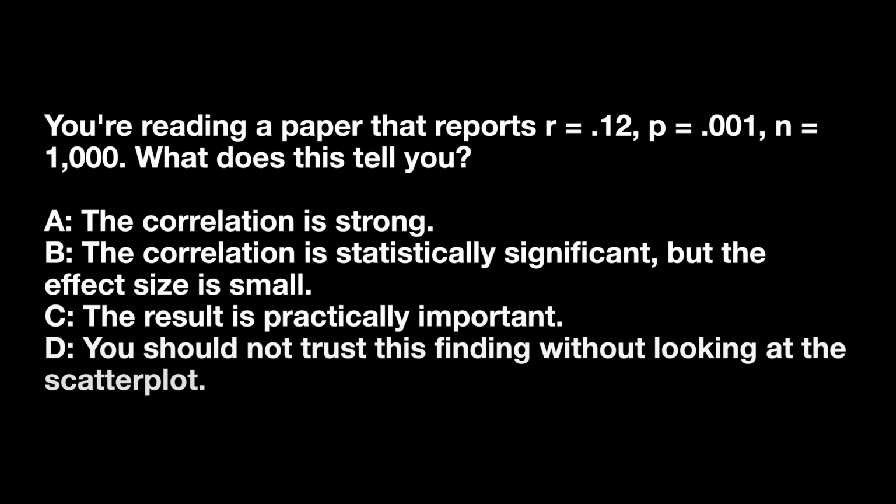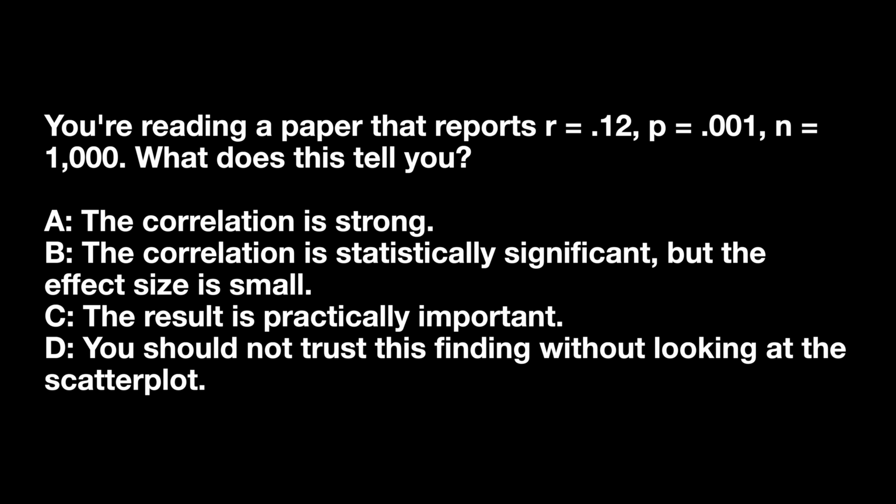Quick check. Here's the question. You're reading a paper that reports that R equals 0.12, P equals 0.001, N equals 1,000. What does this tell you? A, the correlation is strong. B, the correlation is statistically significant, but the effect size is small. C, the result is practically important. Or D, you should not trust this finding without looking at the scatter plot.